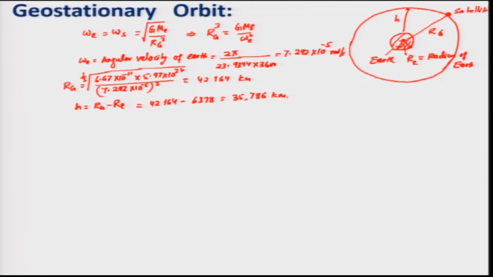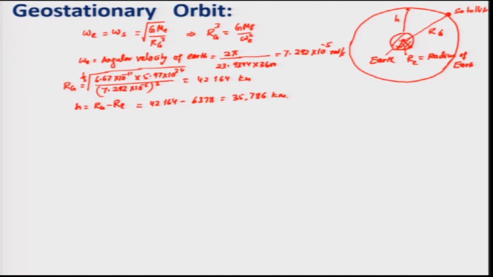So, we got the altitude which is required to have a geostationary orbit. In other words, you will have to place a satellite in orbit at an altitude of 35,786 kilometer from the surface of the earth, then only it will be geostationary, in the same direction as that of the earth, and in the equatorial region or the equator.